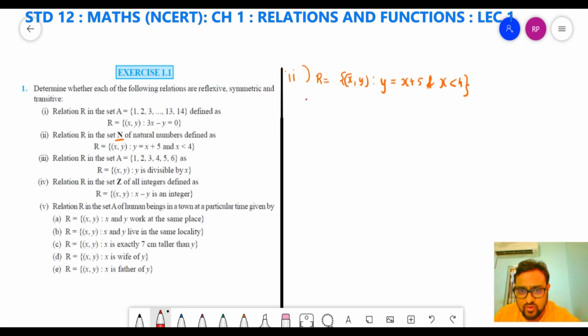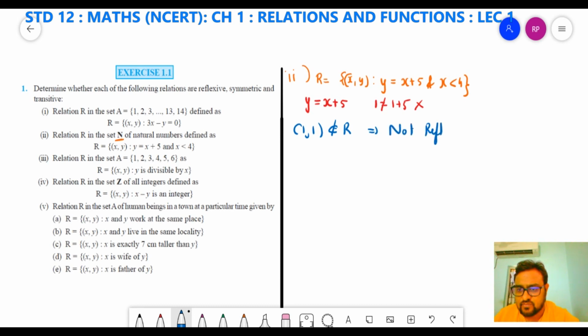Here y is equal to x plus 5, right? So for (1, 1), can I write down 1 equal to 1 plus 5? No. So I cannot write it down. Therefore, (1, 1) does not belong to R, and that means it's not reflexive. Okay.